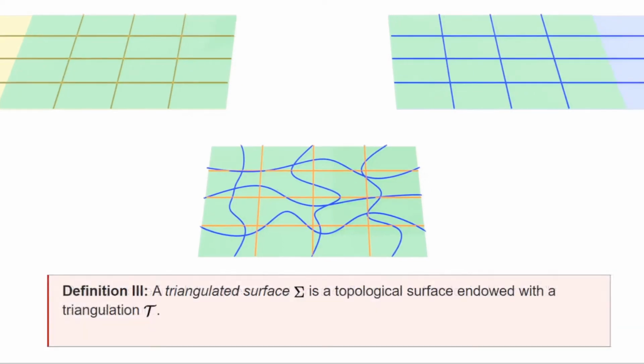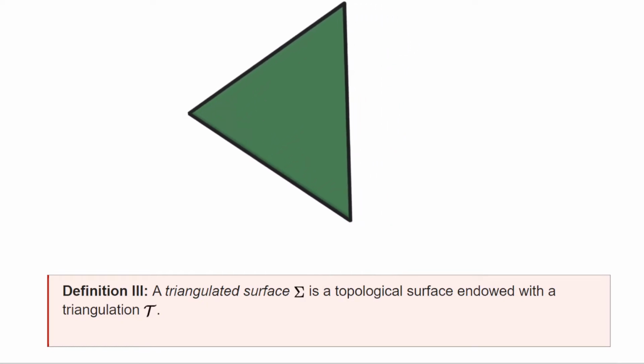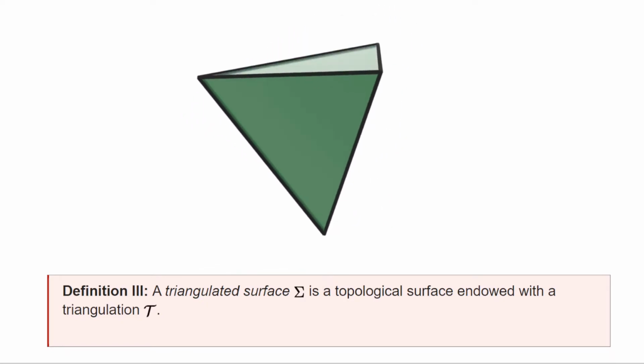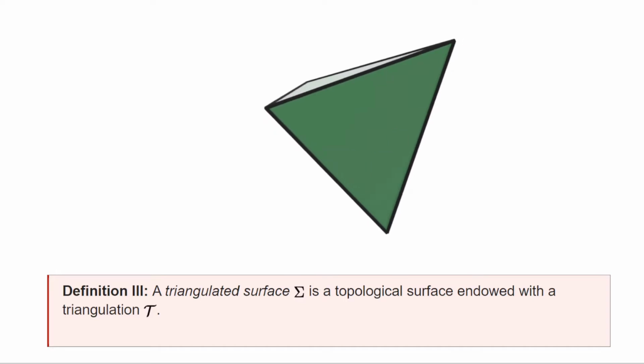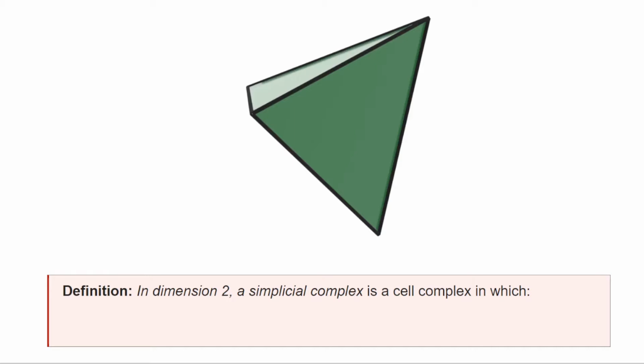The third definition that we will consider reads as follows. A triangulated surface is a topological surface together with a homeomorphism with a simplicial complex of dimension 2. Let me recall for you what a two-dimensional simplicial complex is. Roughly speaking, it's a cell complex that is particularly well behaved. By this, we mean that the attaching maps of the faces are particularly simple and combinatorial in nature.